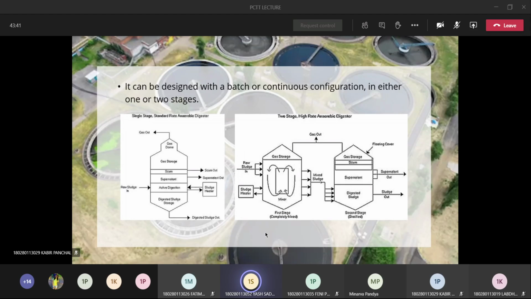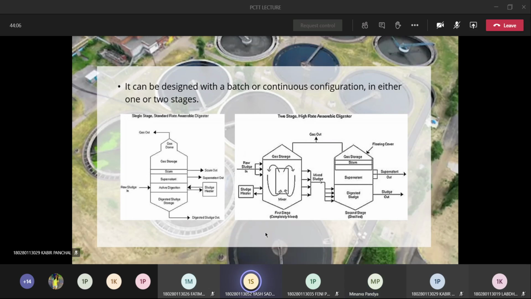The mixing is not here, so that the sludge produced is in low rate because the thickening is not provided. The sludge, the digested sludge obtained is then collected from the bottom, while the methane gas produced is collected from the top. The scum and supernatant is removed from the tank from exit.